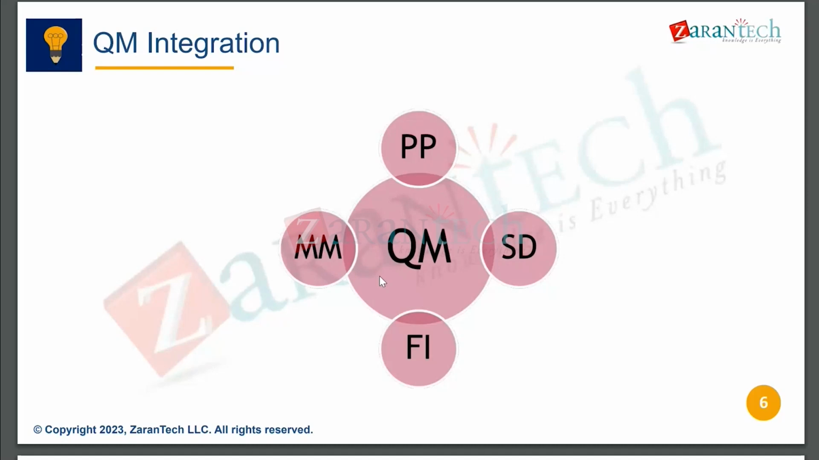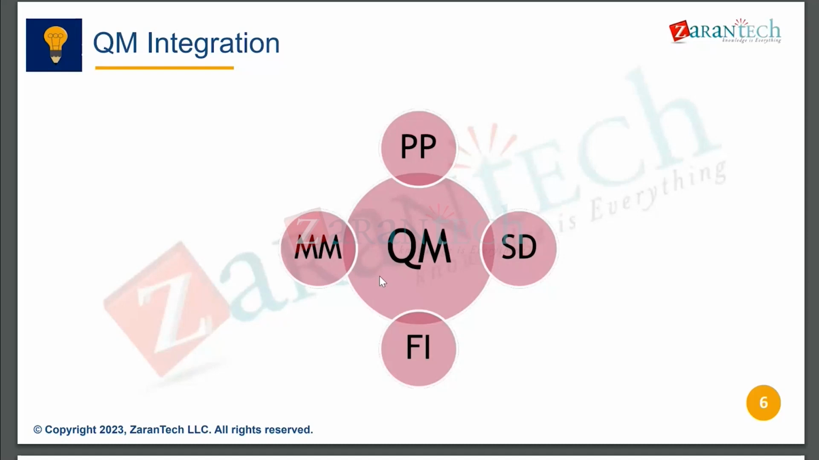Means we have a quality cost order where all the activities which are incurred during the inspection are settled to the cost order. Majorly, this will be done by the costing team. Okay. So that's where FICO will come into the picture with integration with quality management.